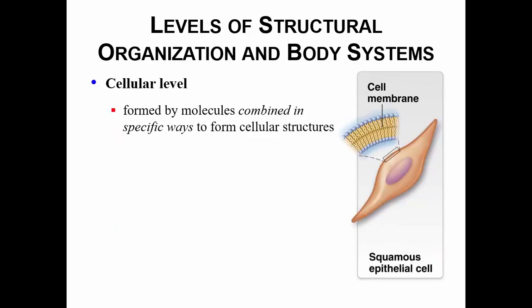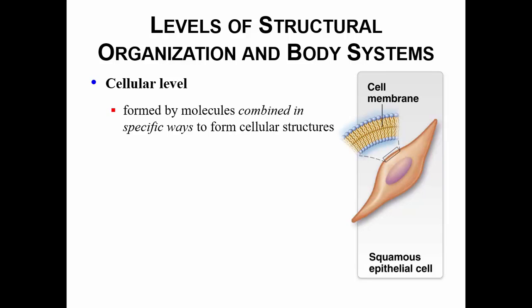That's the first block. And then we add the cells. We use the chemicals to build the cells. And the cells are the molecules that are combined in specific ways. So cells are built of molecules, and the cellular level with the cells, the cell is the basic unit of structure and function of all living organisms.